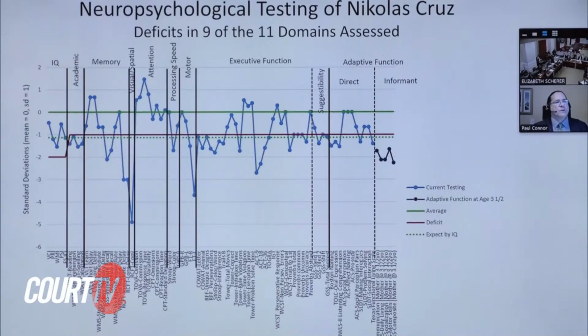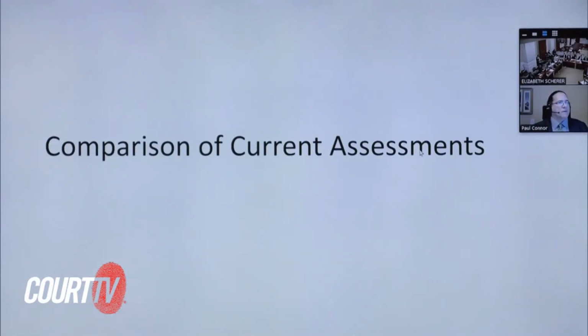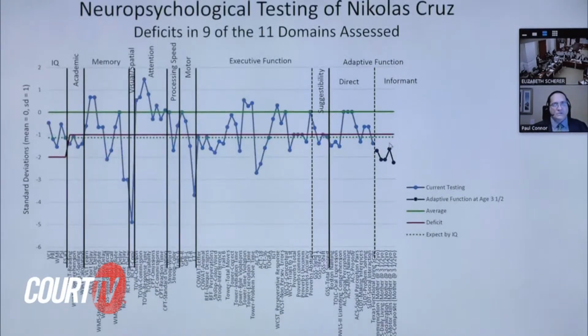This last group here has to do with three different domains. They all relate to adaptive skills, adaptive functioning, day-to-day life. One of them has to do with language, both expressive and receptive. Another has to do with interpretation of social cues. And then the third one has to do with day-to-day skills, counting money, telling time, things like that. And those are direct measures that were administered to Mr. Cruz. This was an interview that was completed with Mr. Cruz's adoptive mother when Mr. Cruz was 3.5 years old, looking at those same areas of adaptive functioning.